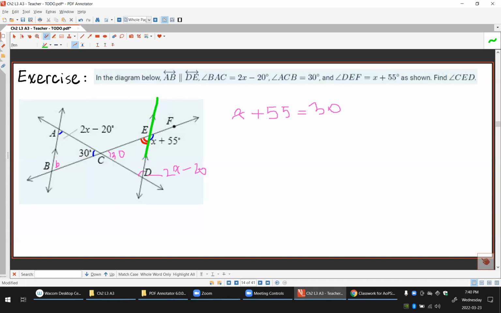Okay, if this line is parallel to this line, you think this angle has some relationship with this one, right? Yeah. Well, actually, if you regard this line as a transversal, then this angle must equal this angle, not 30 here, right? Oh, so 30 and x plus 55 are not alternate interior angles.